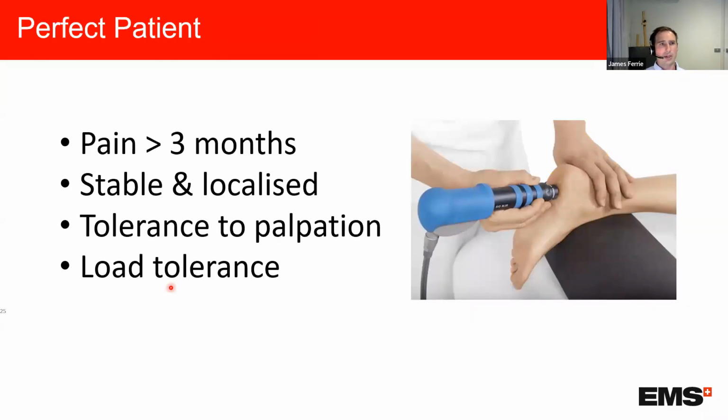So the perfect patient, and this is what's really important. The perfect patient for Shockwave, I find, is a patient that's had pain for generally greater than 3 months, and their pain is usually stable and localized. So when you're palpating and clinically assessing them, you can really locate that pain to a specific place. It is the mid portion of the Achilles tendon, the plantar fascial insertion or the insertion of the Achilles tendon, the glute insertion to the greater trochanter.